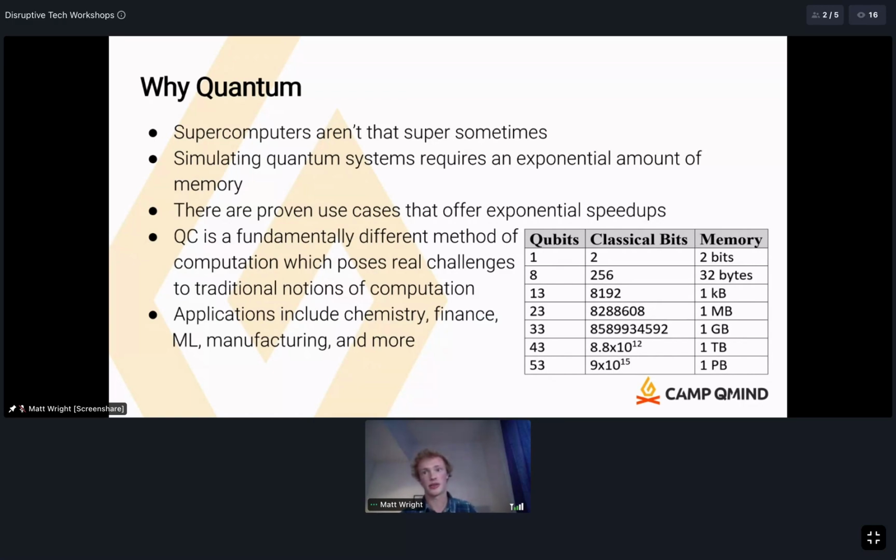It's important to dissect the reality from the hype behind quantum computers. And I'll touch on that at the end of this slide, but they are really cool. So let's talk about why.